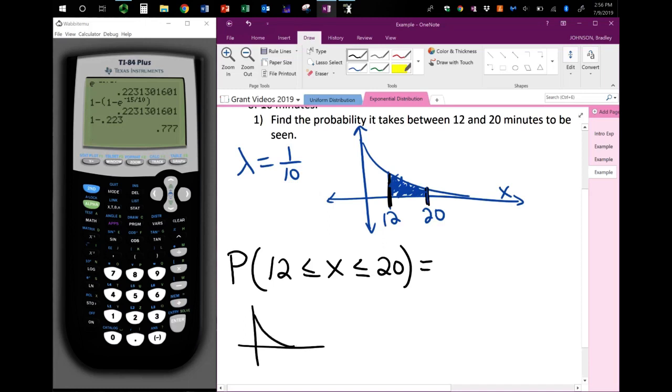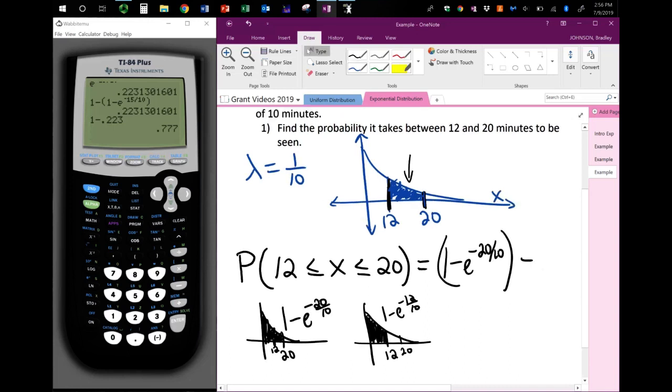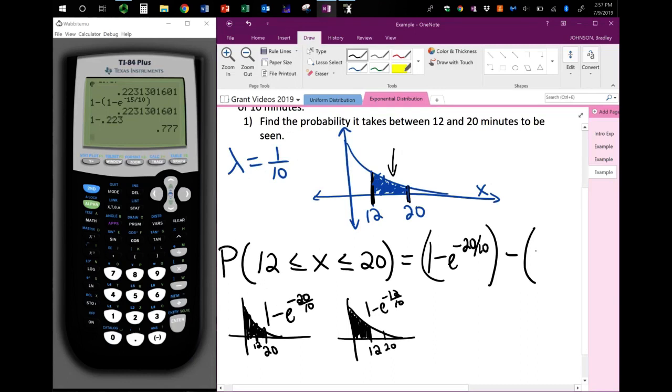So if we take our small picture here and I mark 20, I could find the area all the way to the left by doing 1 minus e negative lambda times x. So that would be negative 20 over 10. And that would get everything to the left. Now I could also do that same thing, but only go up to 12, and I could do 1 minus e negative 12 over 10. Okay, you see right here I'm drawing two pictures truly, and there's really a difference of that little blue piece right here. So if you find the 20 first, so if you do 1 minus e negative 20 over 10, you find that first, and then you subtract off the bottom piece, the 1 minus e negative 12 over 10, that smaller part.